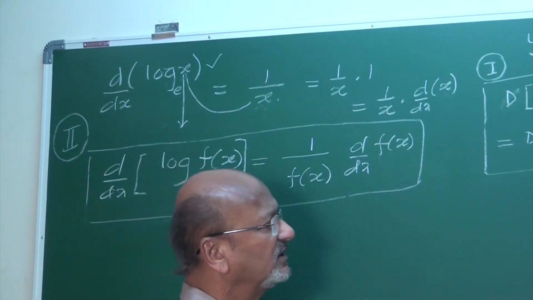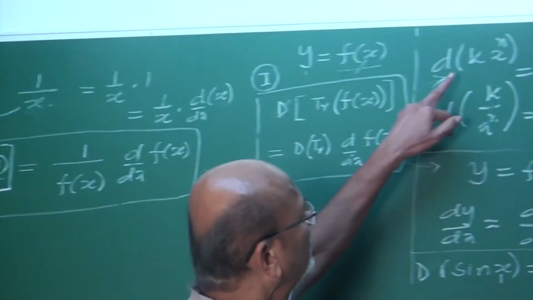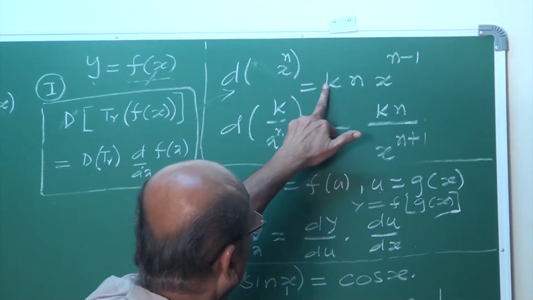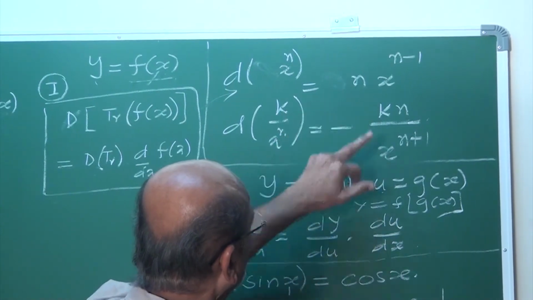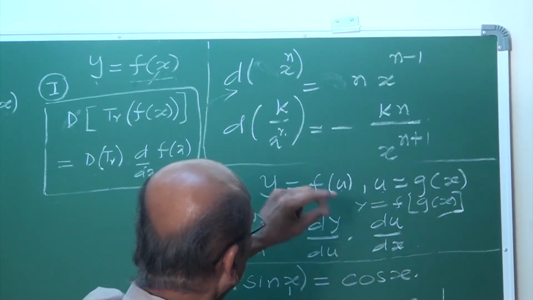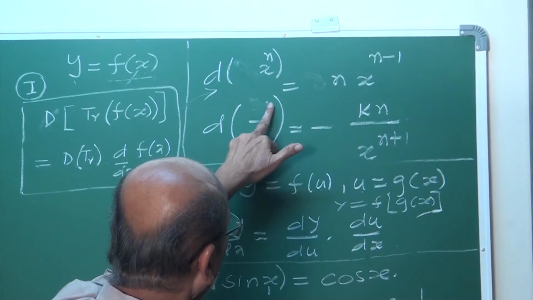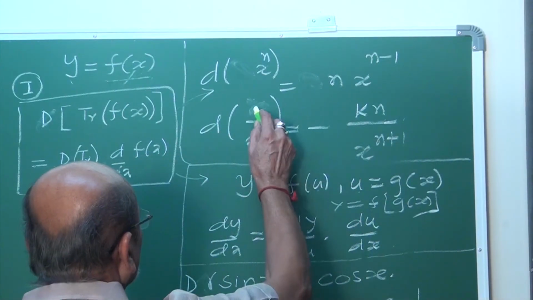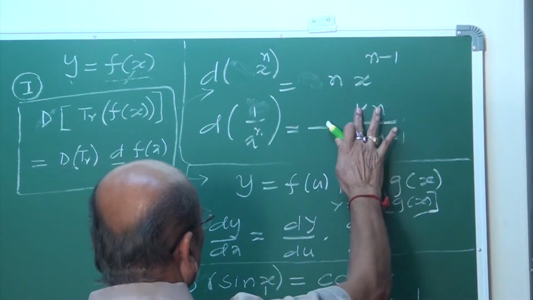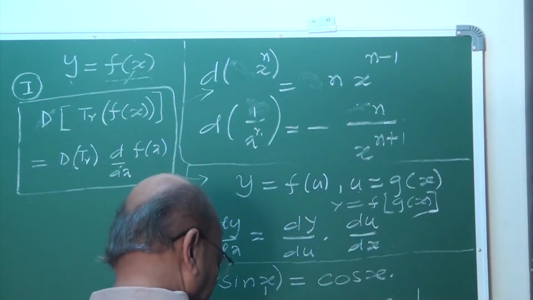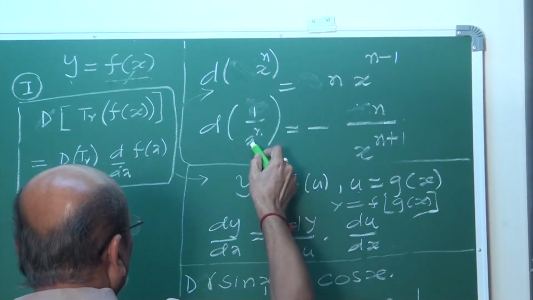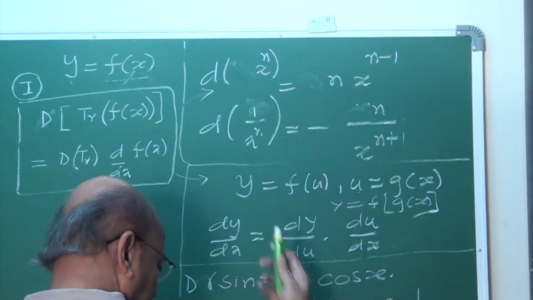Like that, yes, my friend, the derivative of x to the power n is n into x to the power n minus 1. The derivative of 1 upon x to the power n is minus n upon x to the power n plus 1. Here also you have to replace your x by f(x).